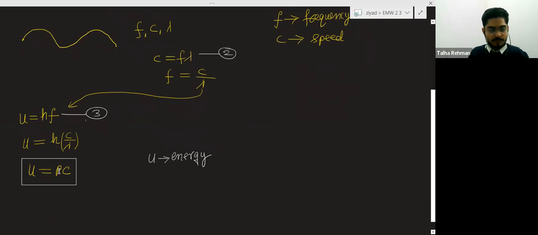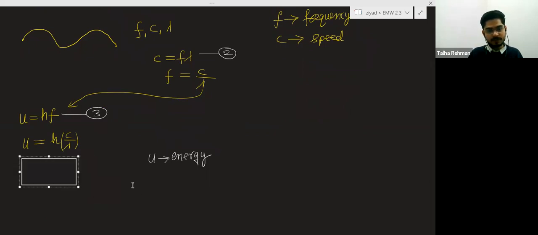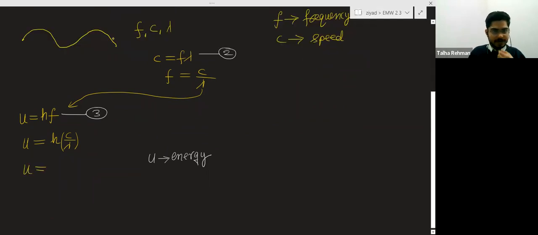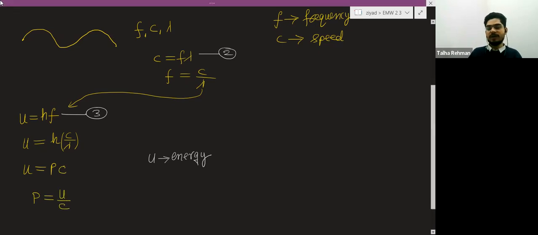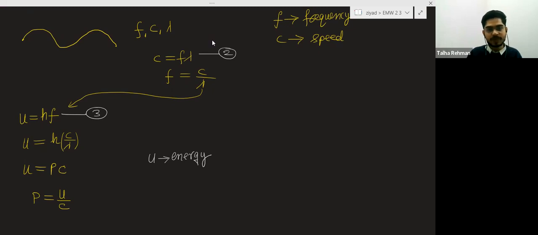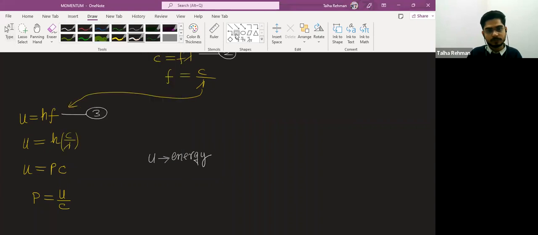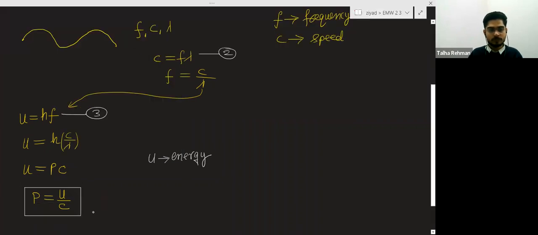So this is the momentum. If you want to find the value of the momentum from here, basically u is equal to h by lambda, which is momentum into c. So momentum of the wave you can find as energy divided by the speed of light, or you can say the speed of the electromagnetic wave in vacuum. So this is the momentum of the electromagnetic wave.